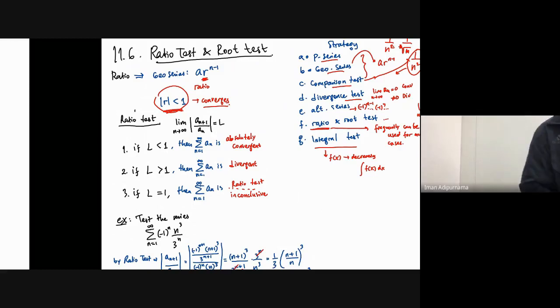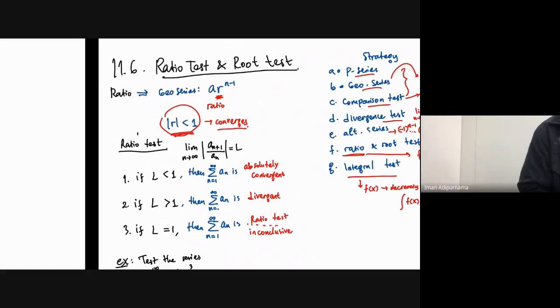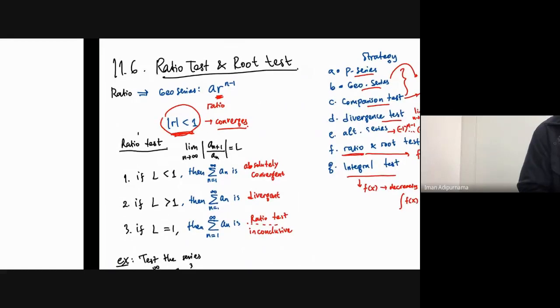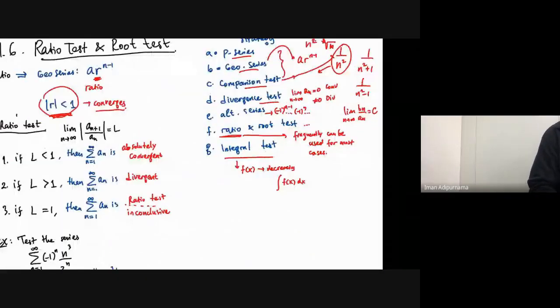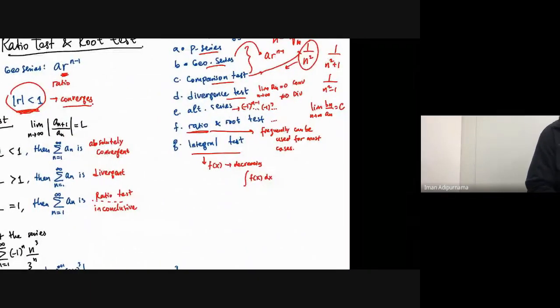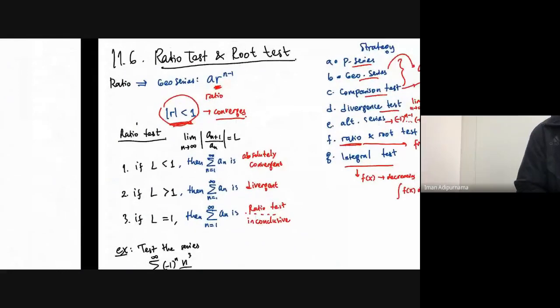I think last time we discussed the ratio test and root test and some strategy to find convergences or divergences of the series.